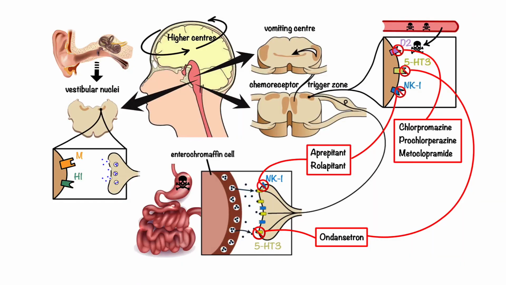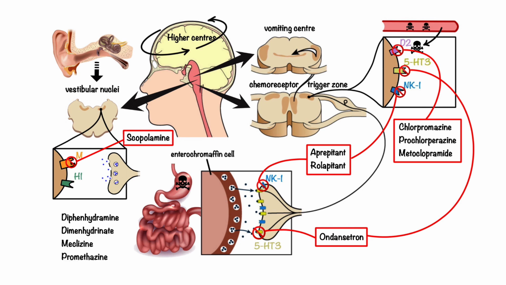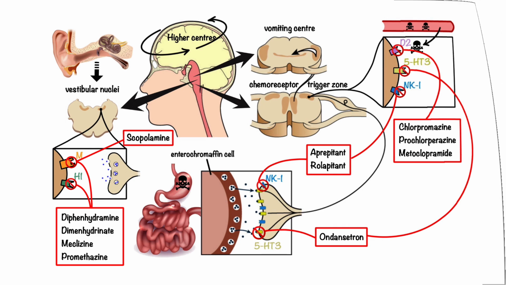This mechanism can be counteracted by anticholinergic medications such as scopolamine, which blocks the muscarinic receptors, as well as antihistamines such as diphenhydramine, dimenhydrinate, meclizine, and promethazine, which block both histamine H1 and muscarinic receptors, thus inhibiting stimulatory effects of acetylcholine and histamine.